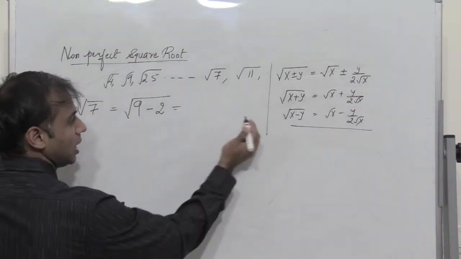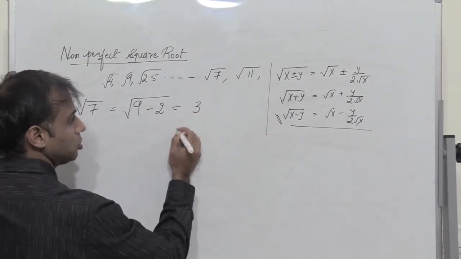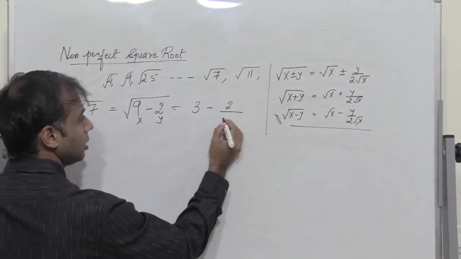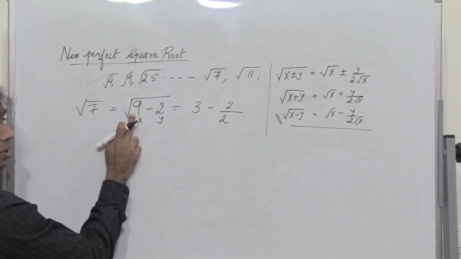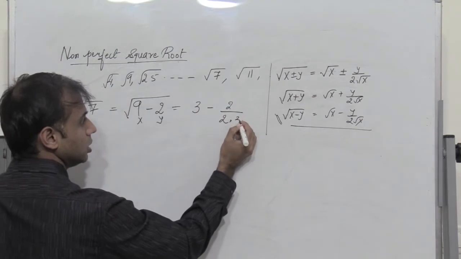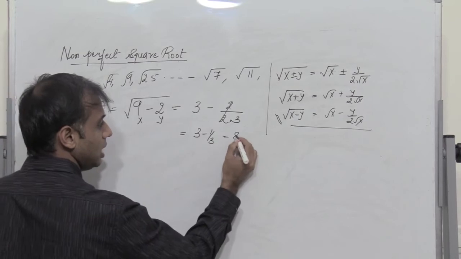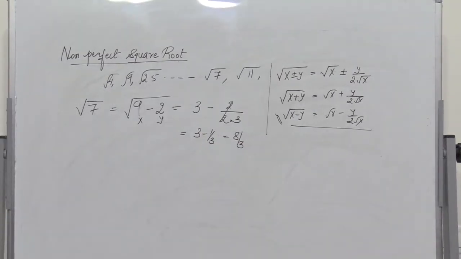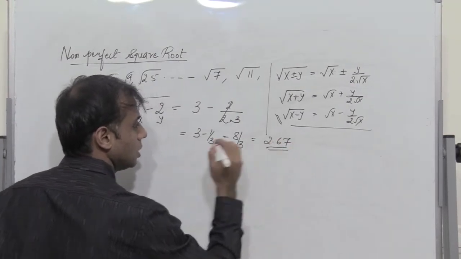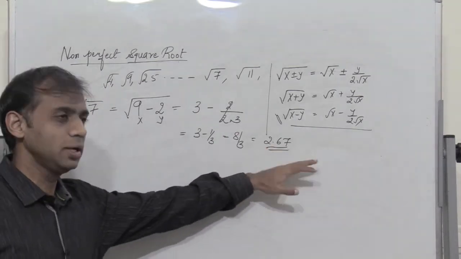So how do I apply this expression? I apply the minus side here. Root x is 3, minus y is 2, so this is x and this is y. So y, which is 2, is divided by twice the root of x, because this is a perfect square. I know that root 9 is 3, so I have 3 minus 2 divided by 2 into 3, which is 3 minus 1 by 3. So what do I get? I get 8 by 3. What is 8 by 3? It is 2.67. You can check using your calculators: root 7 is approximately equal to 2.67.